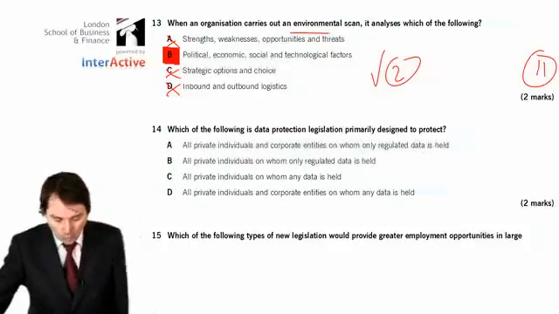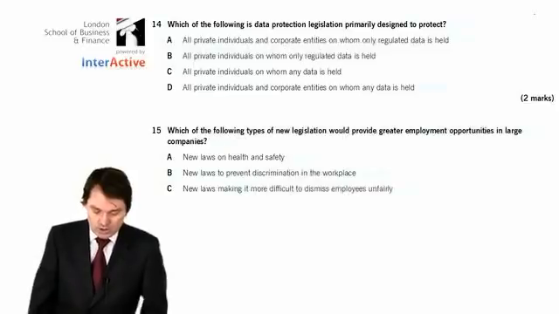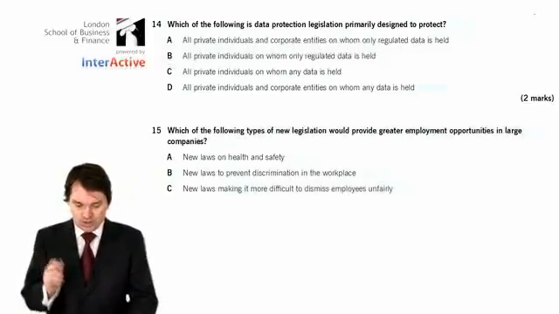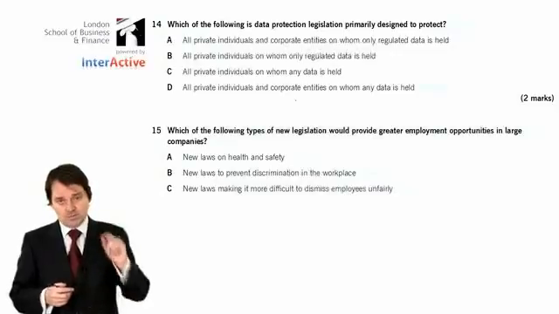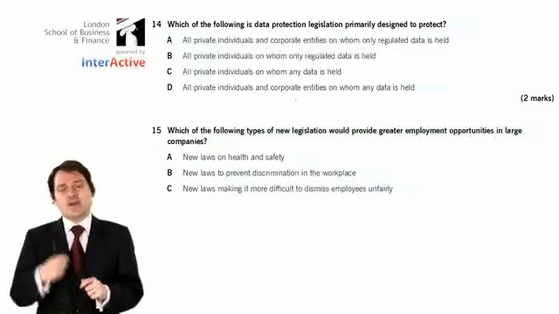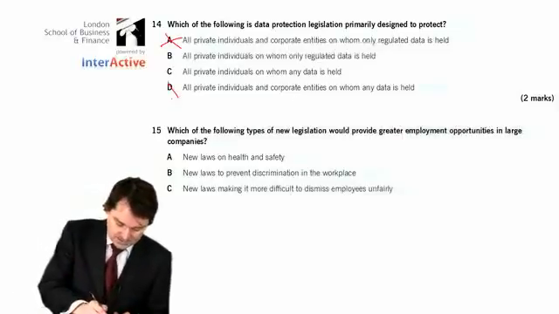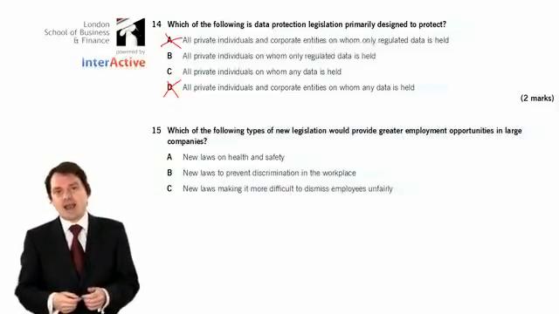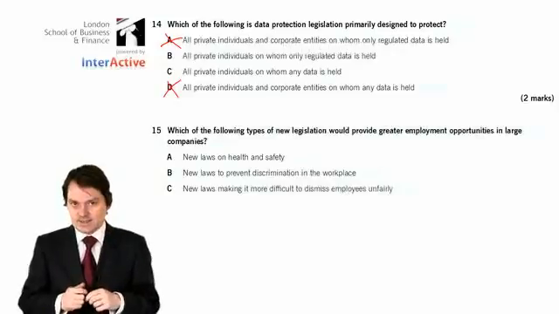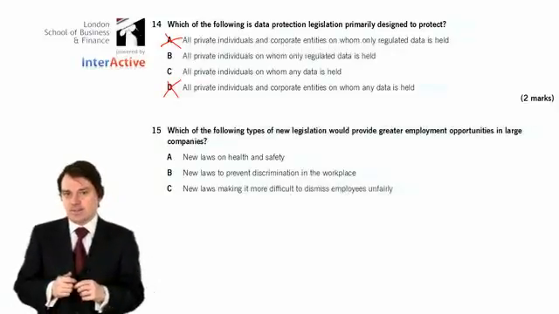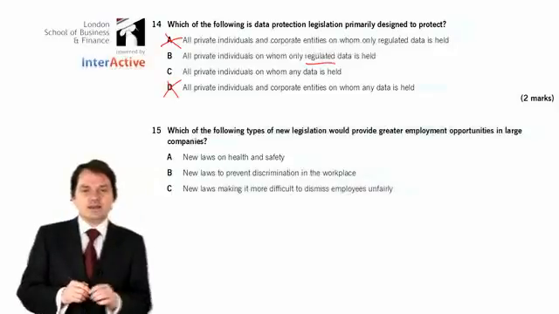Question 14. Which of the following is data protection legislation designed to protect? So, you can see there, it's all to do with private individuals. And 2 of the answers include corporate entities. So all of them have got private individuals in, but 2 of them have got corporate entities. Is the Data Protection Act there to prevent something to do with companies? And the answer is no. So A and D are automatically wrong. So get rid of that. B and C are to do with private individuals. All private individuals on whom regulated data is kept, or on whom any data is kept. Well, data protection legislation is primarily designed to protect regulated data.